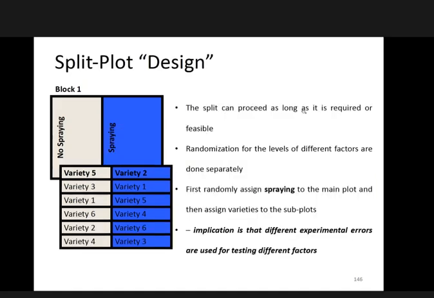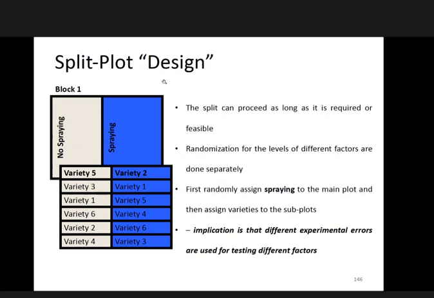So the splitting here can proceed as long as it is required. And then randomization for the different levels of the factors is done differently. So here I can do randomization for the big plots, and then within the big plot I do another randomization for the small plot.